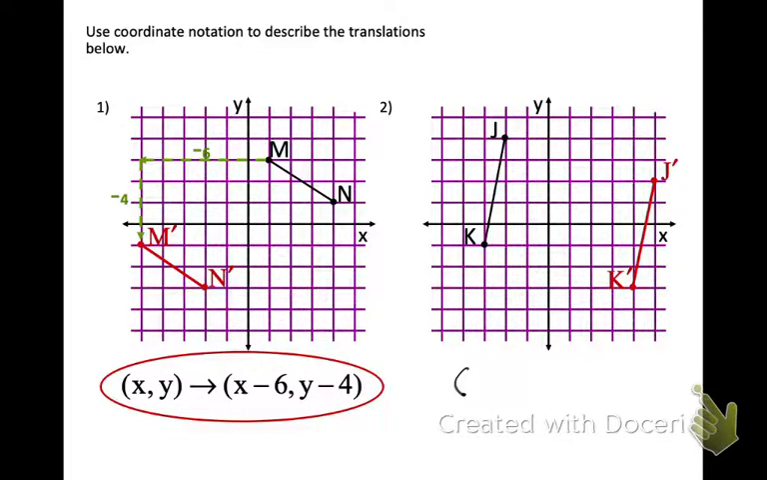So I'm going to go my x comma y. So I'm starting here and I'm going 1, 2, 3, 4, 5, 6, 7, positive 7. So I'm going to do x plus 7, and then I'm going 1, 2. y minus 2, since it's down. Now, do I have to check the K? Should be the same thing. We're just looking for the rule.